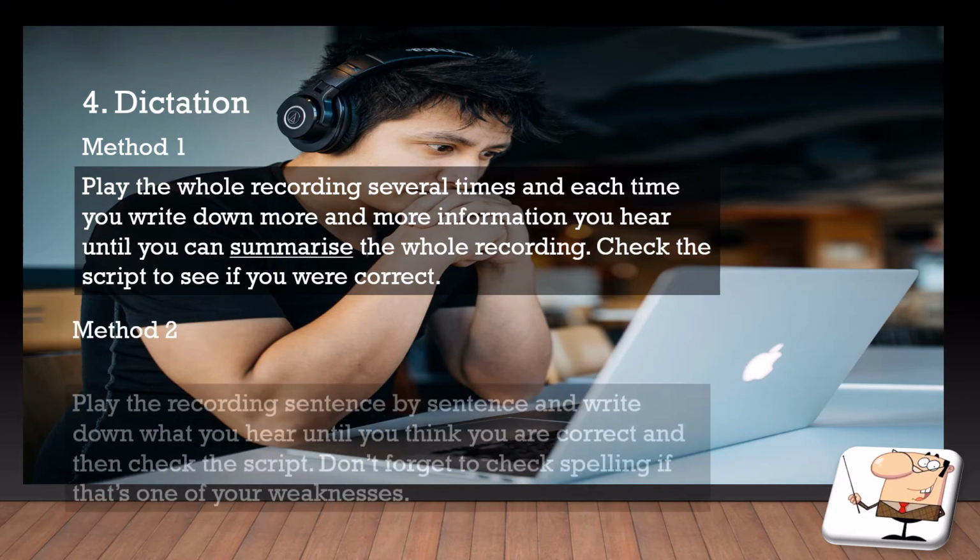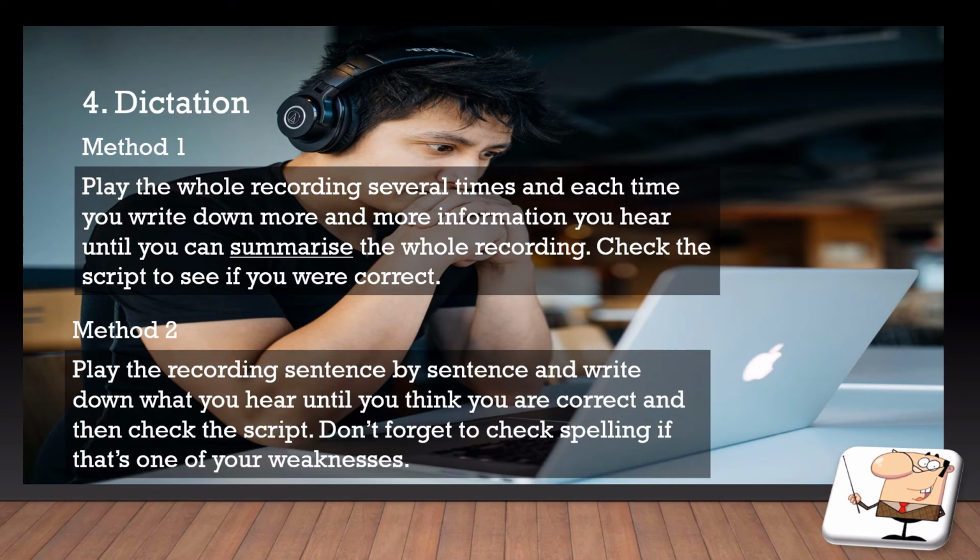The second method is to play the recording sentence by sentence and write down what you hear until you think you are correct, and then check the script. And don't forget to check spelling if that's one of your weaknesses. This particular method really helps you to focus on the way native speakers actually say things, and it should help you achieve a more natural pronunciation.